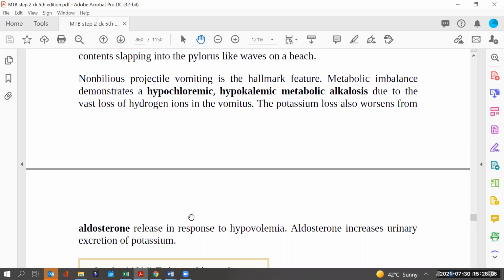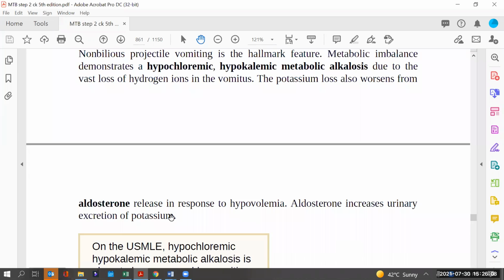Now, aldosterone increases urinary excretion of potassium, because aldosterone is the one who will do what? Who will do actually more excretion of the potassium, and in turn, the sodium will be retained. So sodium amount will be high in the blood, but potassium will be lost. Why? Because aldosterone is functioning. And why is aldosterone functioning? Because of the hypovolemia. And why is hypovolemia there? Because the patient just now had a vomiting, right?